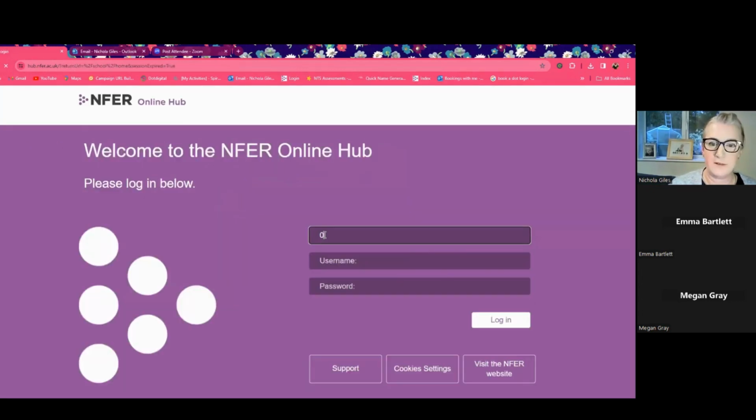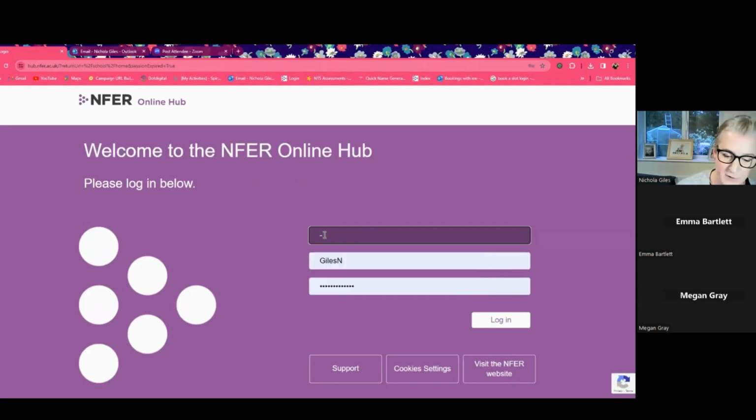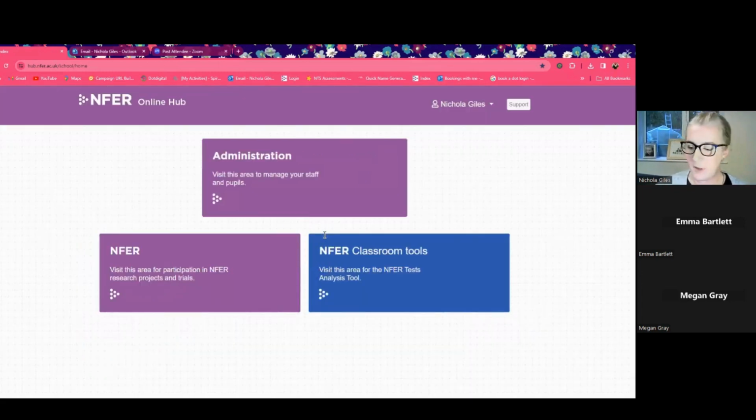When you are logging in, just make sure you always have the school ID number as well as your username and password. Now, I'm not going to necessarily look at administration, but I do have other webinars coming up if you want more information about entering that data, etc. More about looking at the data tonight, particularly with that focus on reading.